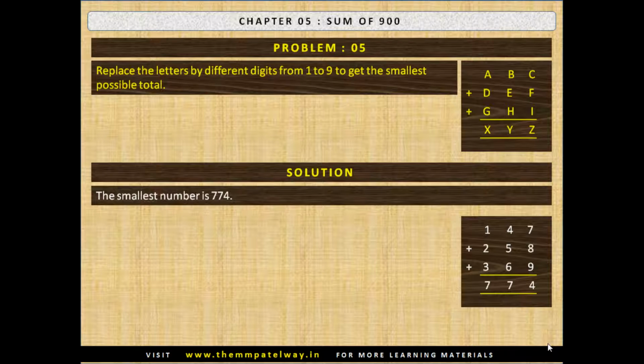If you see the solution, you will see that 7, 8 and 9 are placed in unit column, 4, 5 and 6 are placed in tens column, and 1, 2 and 3 are put in hundreds column.